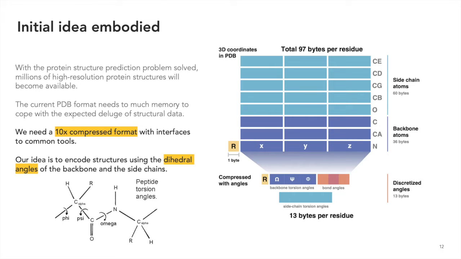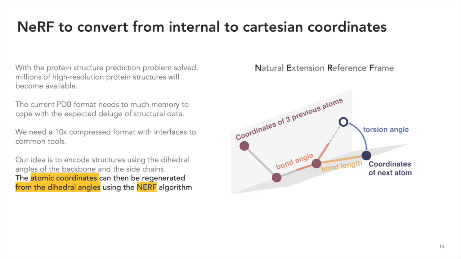Our idea is to encode the structures using the dihedral angles of the backbone and the side chains. The original atom coordinates can be restored from the encoded dihedral angles, and we used the natural extension reference frame algorithm to reconstruct the atoms from angles.